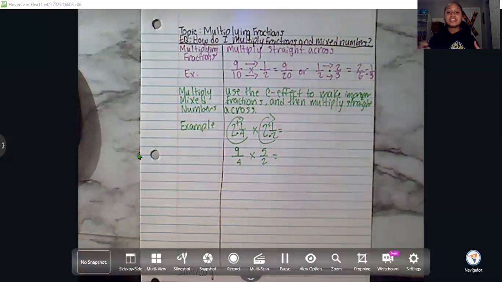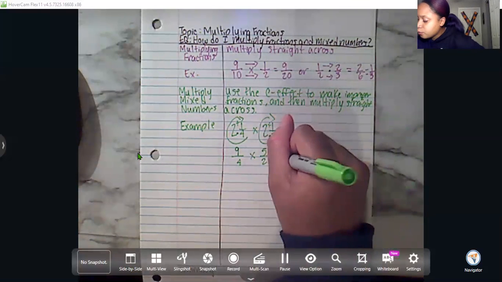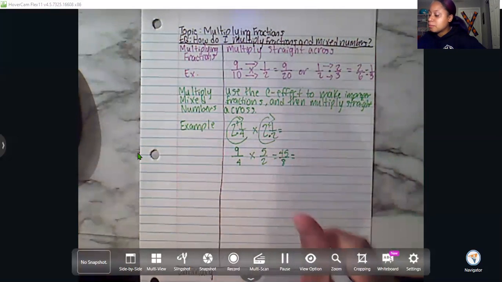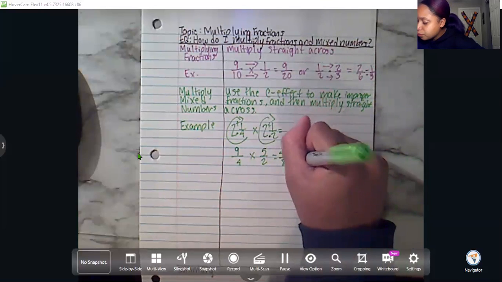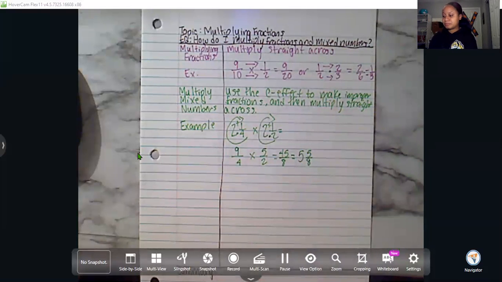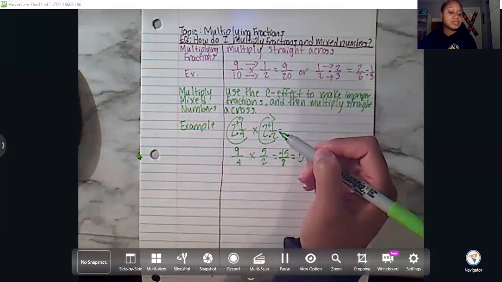And now you just have two fractions that you can multiply across. So 9 times 5 is 45. And then 4 times 2 is 8. Remember, you can change it back to a mixed number. Figure out how many 8s are in 45, which there are 5, with 5 left over, so that's in our numerator, and our denominator stays the same. And sometimes you will have one that is already a proper fraction. If one is already a proper fraction, then you don't have to change that one. You only have to change any number that's a mixed number.